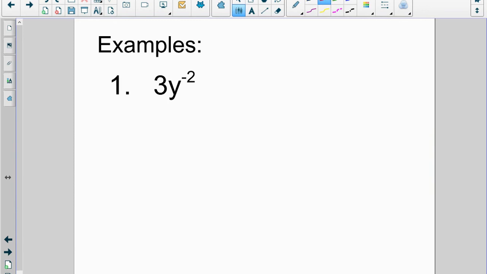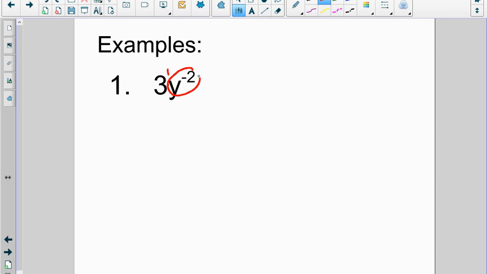So here we have 3 times y to the negative 2nd power. First thing to remember is that those are 2 separate things. It's like 3 to the 1st power and y to the negative 2nd power. So if we want to simplify this expression, that means we can't have any negative exponents remaining.